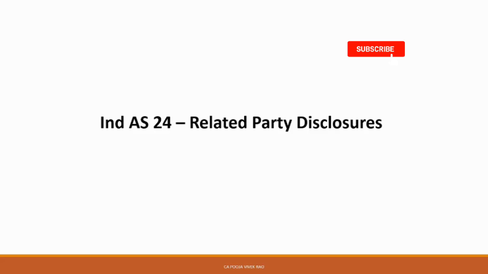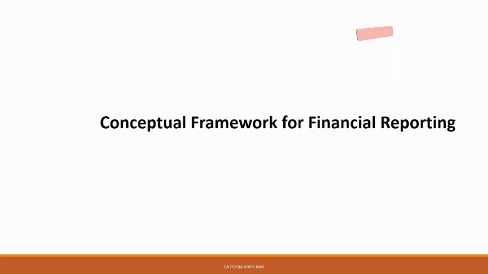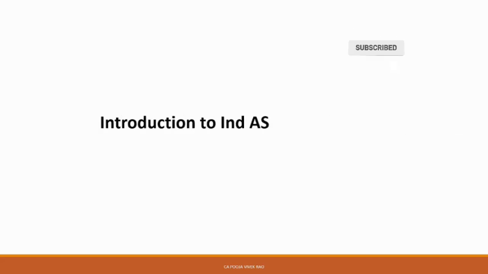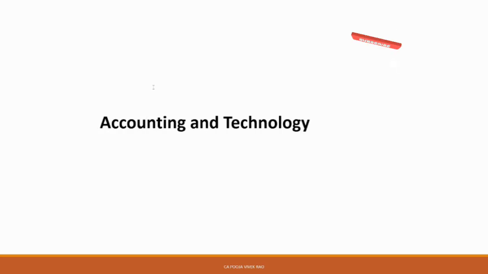Then some other topics under category C are conceptual framework for financial reporting, introduction to Ind AS, accounting and technology. So accounting and technology, mostly theoretical question will come, and some key topics are selection of appropriate technology based on volume of transaction and complexity. Then advantages and disadvantages of accounting and technology. Then challenges of implementation. So basically the answer under this should be practical and logical.